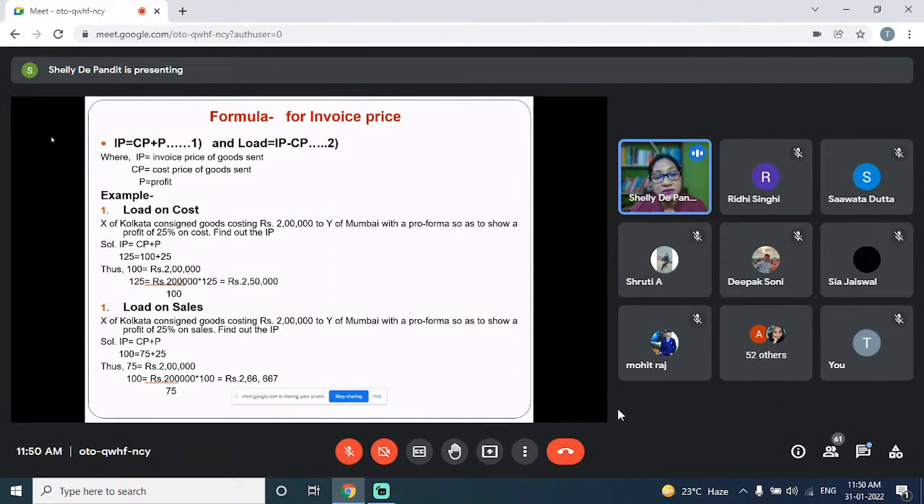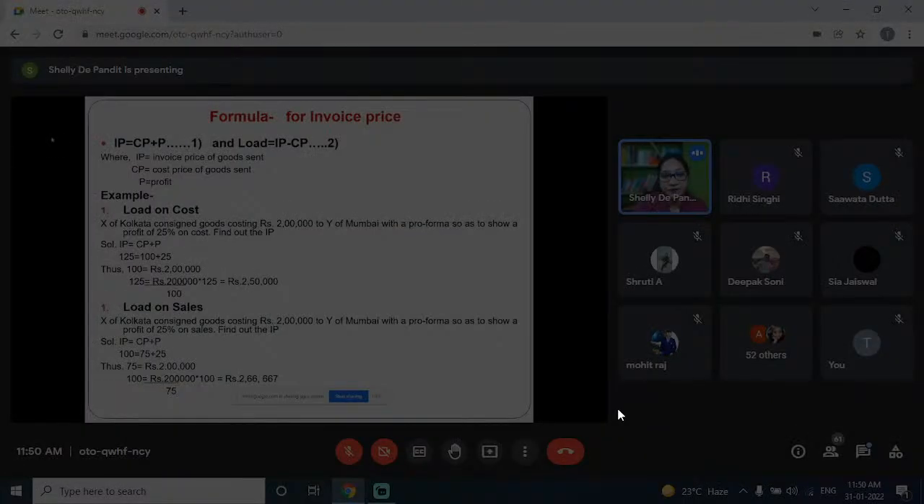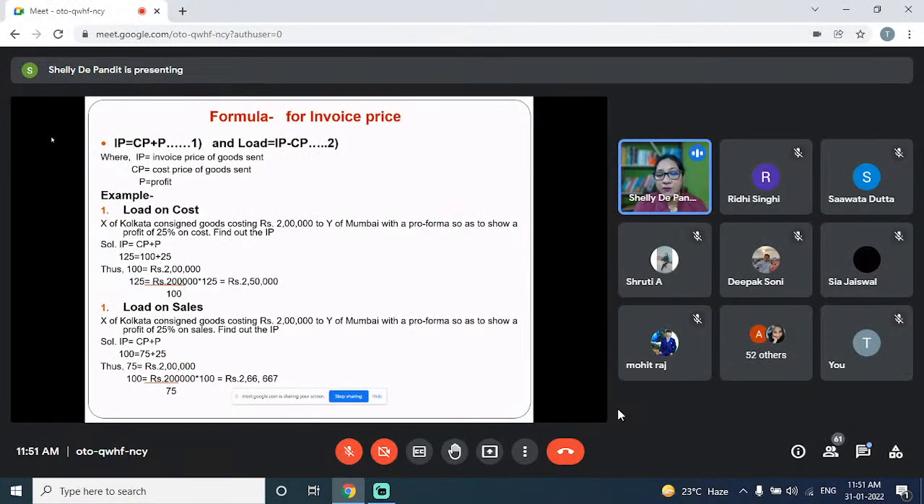Whenever you do the invoice price kind of sum, please go through these two important words. Repeatedly I am telling you. One is just before the amount, look at the sum. What is written? It is written in the sum as cost. That means this 2 lakh actually represents the cost. And what is written? Profit of a certain percentage on what? If it is on cost, the cost is 100. If it is on sales, your sales means here the IP, right? Your IP is 100. So I have put 75 is equal to 2 lakh.